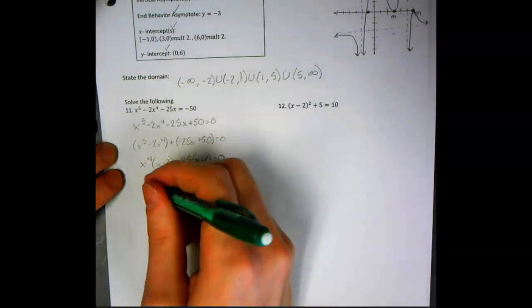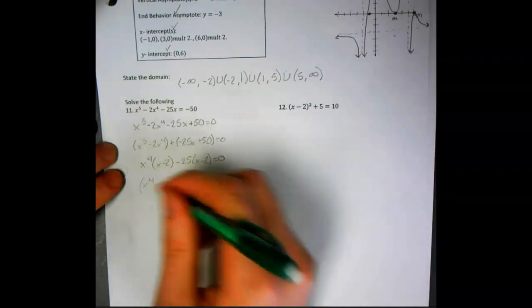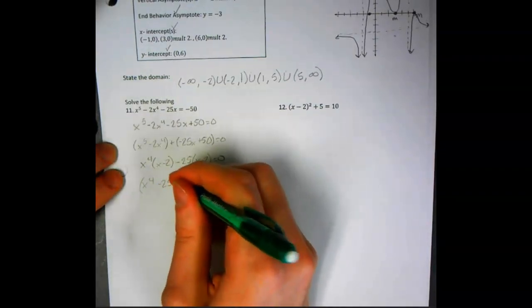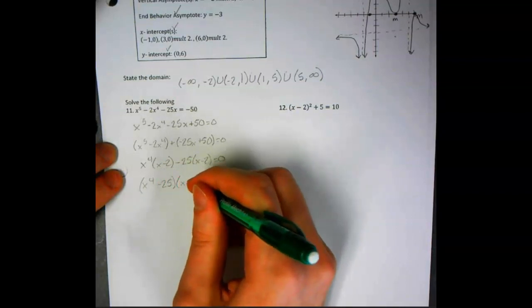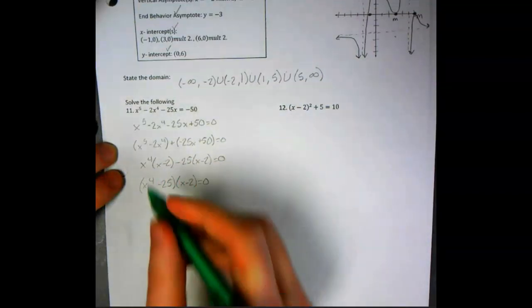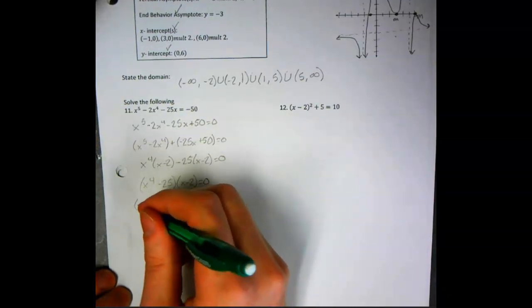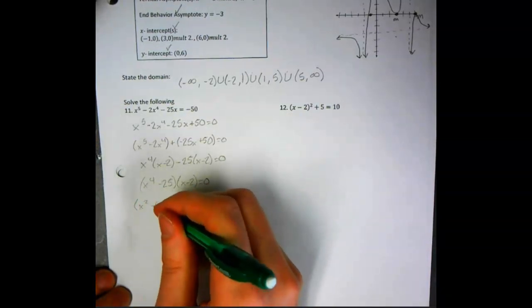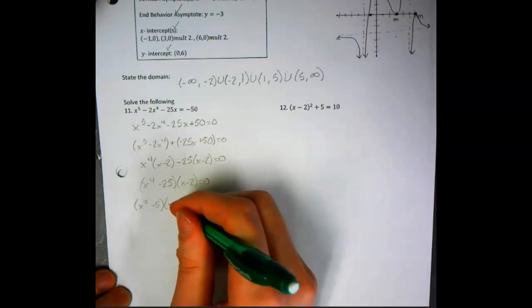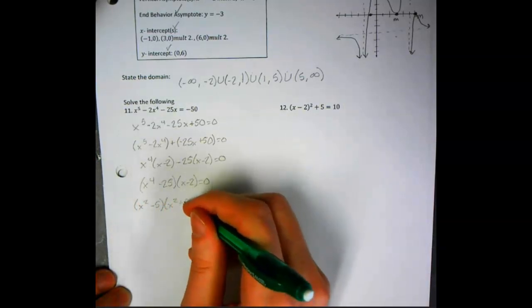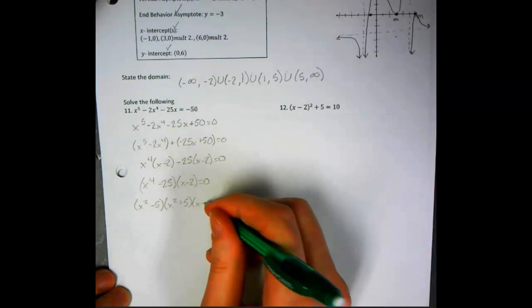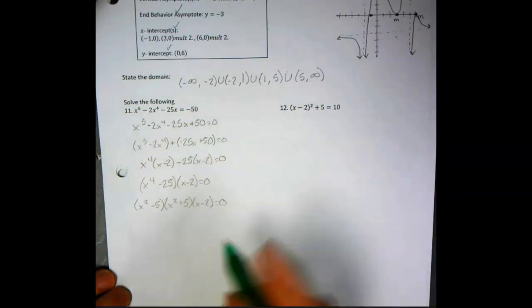We break this up into two parts, so we'll have x to the fourth minus 25 times x minus 2. We can factor that x to the fourth, so we'll have x squared minus 5, x squared plus 5, x minus 2 equals 0.